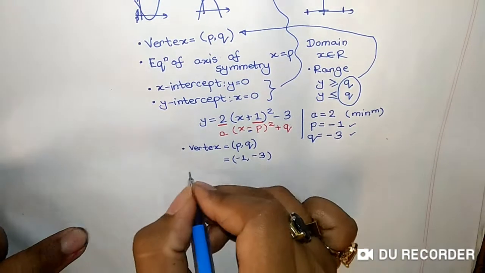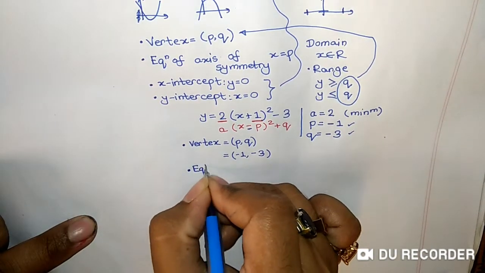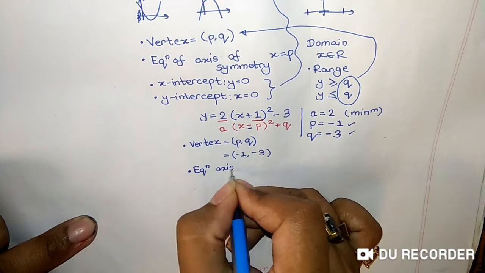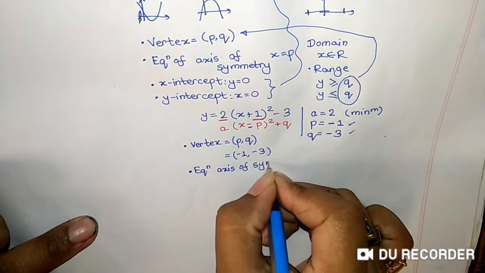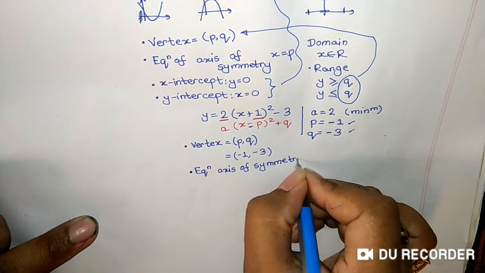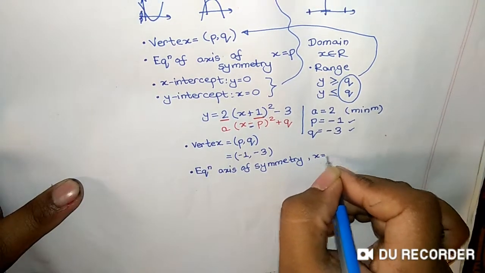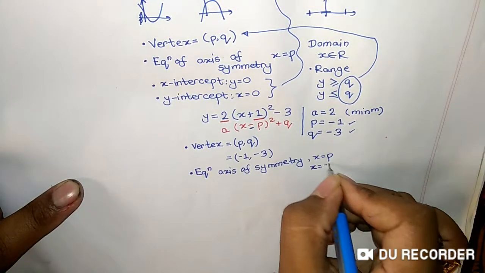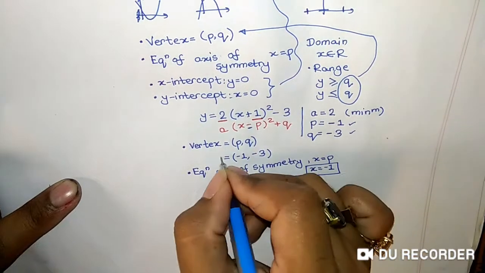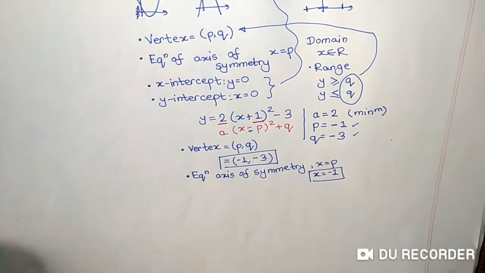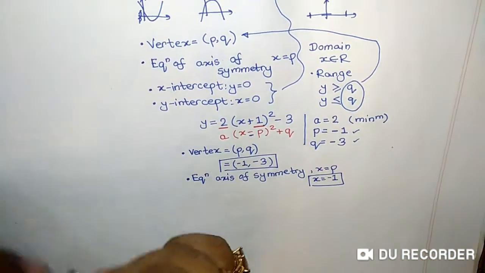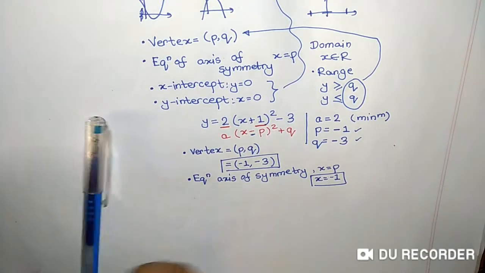Easy to do, right? Now we also know the equation for the axis of symmetry. The equation for the axis of symmetry has a straightforward formula, which is x equals p. So x equals -1. So you got two important pieces of information already. Remember, we are going to use all the information finally to sketch the graph.